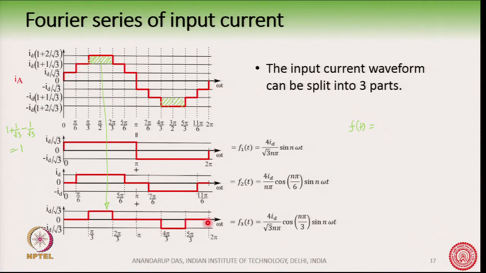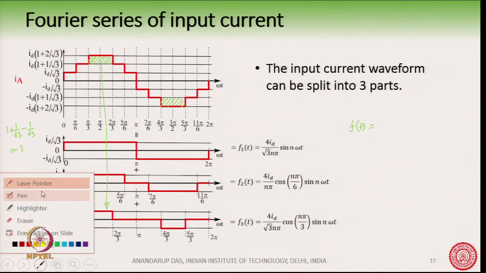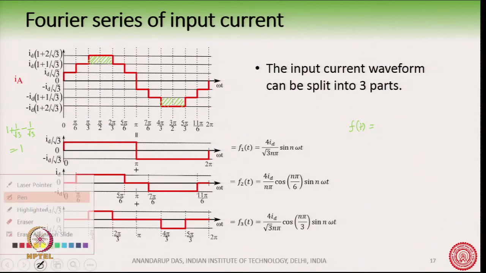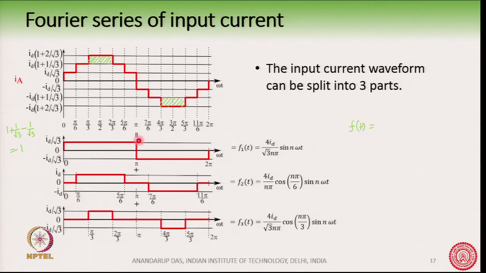Okay. So, the first waveform here, let me rub this off, sorry. The first waveform here has alpha equal to 0 degree and its magnitude will be 4 Id by root 3 n pi. So, this is the first expression, alpha is equal to 0 degree, right.